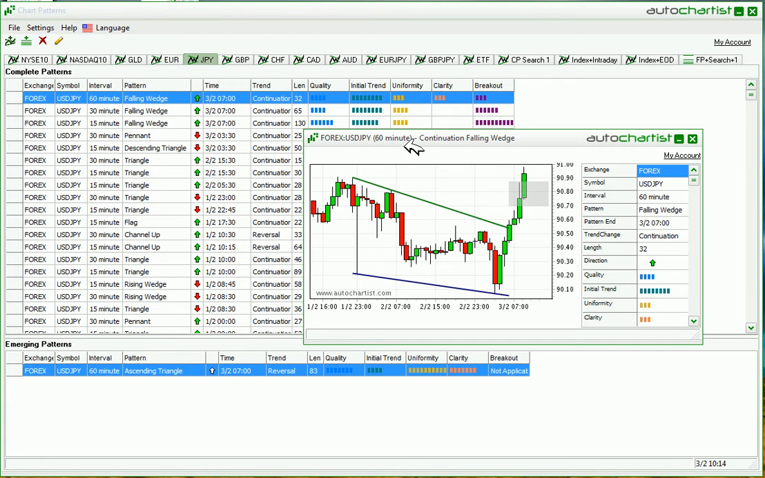So in this case, you can see we have a 60-minute continuation falling wedge. These are the boundaries. The green line is the downtrend line resistance, while this blue line is the downtrend line support. This falling wedge is occurring in a quite strong initial trend, which suggests that there's a strong trend, in this case a downtrend, on the 60-minute chart.